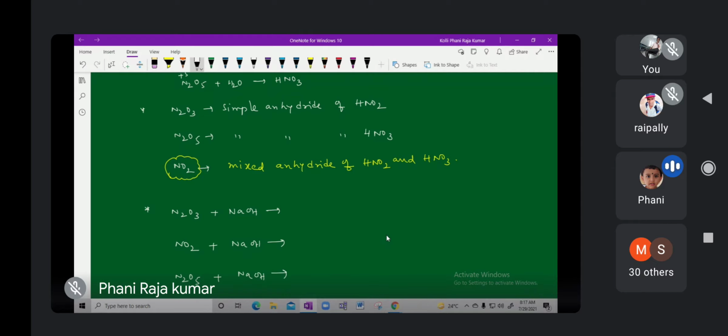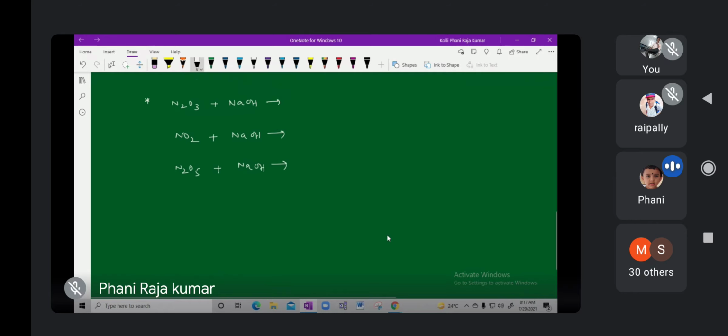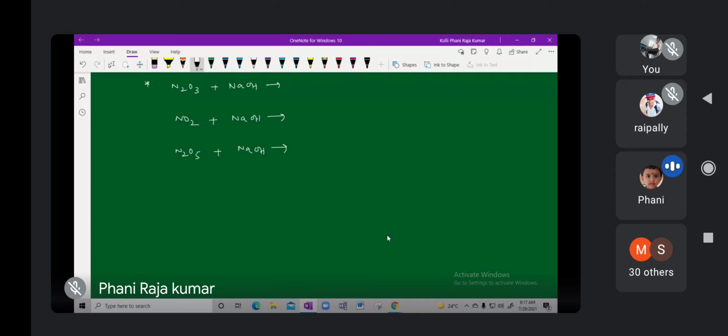N2O3 with NaOH gives only one type of salt, the HNO2 salt, NaNO2, plus H2O. N2O5 with NaOH gives the HNO3 salt, NaNO3, only NaNO3. Whereas NO2 with NaOH gives two types of salts. Two acids, two salts: the HNO2 salt NaNO2, the HNO3 salt NaNO3, plus H2O.